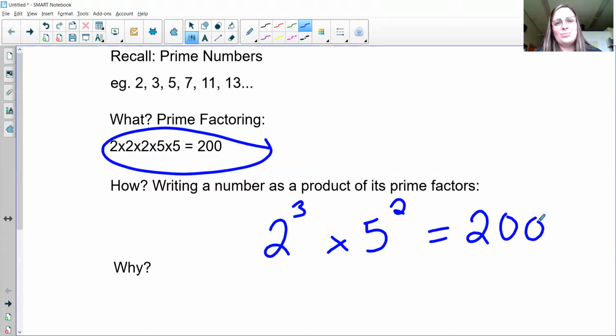Another reason that we use prime factoring is that we actually use this in encrypting our data all the time, and there'll be more about that later on.